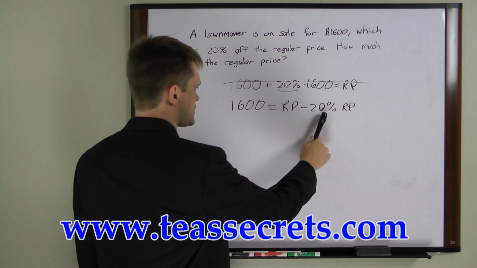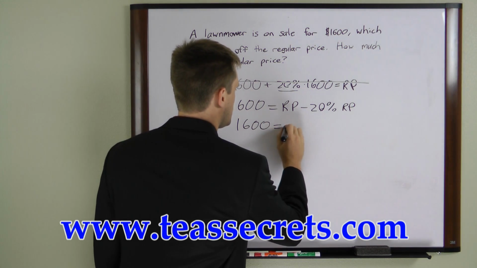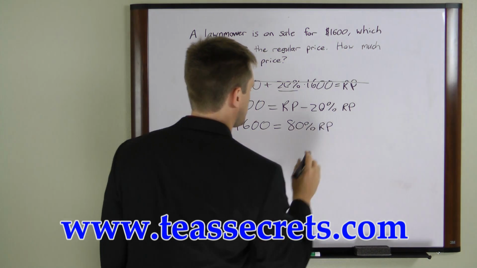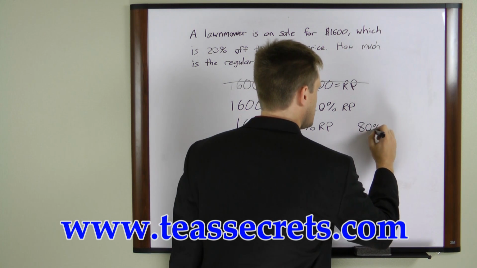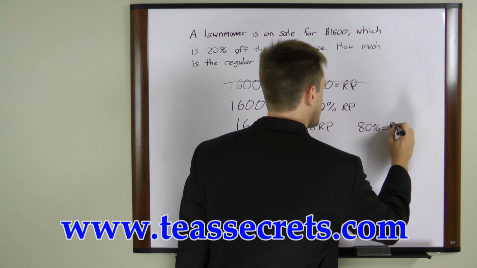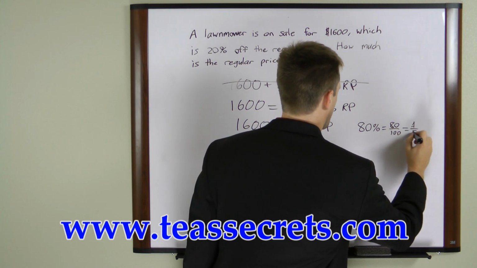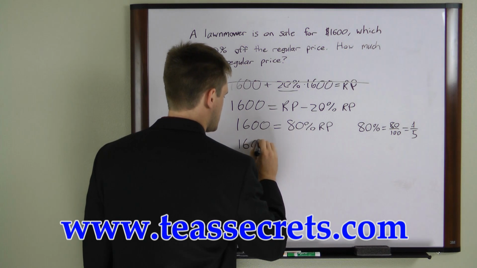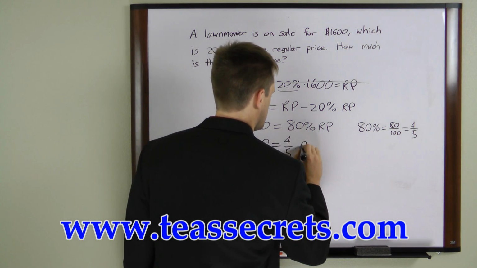Or, since it's regular price minus 20%, you can just write this as 1,600 equals 80% of the regular price. Now 80% we can rewrite as a fraction. 80% equals 80 over 100, which is the same as 4 over 5. And then we'll plug this back into this equation. 1,600 equals 4 over 5 times the regular price.